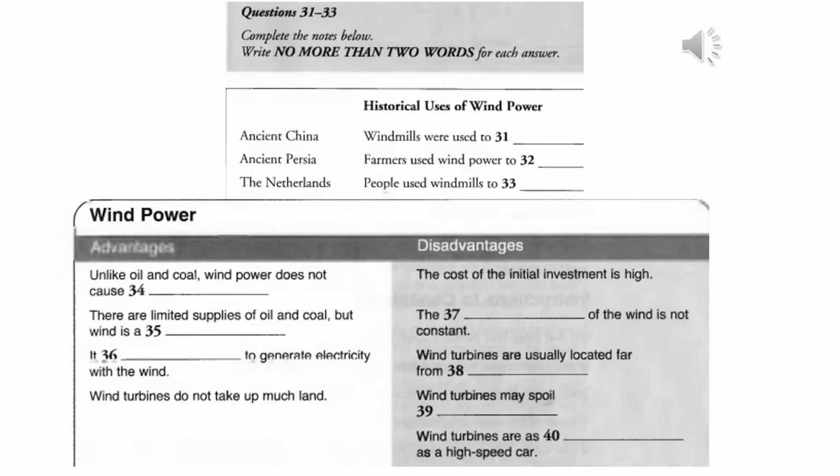During the Middle Ages, in the Netherlands, people went back to the ancient idea of using the power of the wind to move water. They used windmills to drain lakes, thereby creating more land for farming.